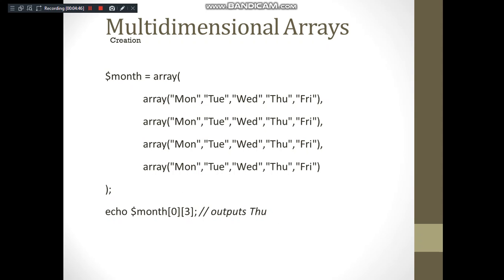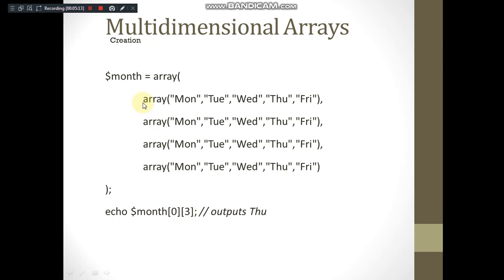Multi-dimensional arrays are also supported. Here it is declared as an array of arrays. You can just observe, here it is having 4 rows, 0 to 3. This is how you can create a multi-dimensional array, and since it is a two-dimensional array, you can access it by specifying the two indices like this as well.